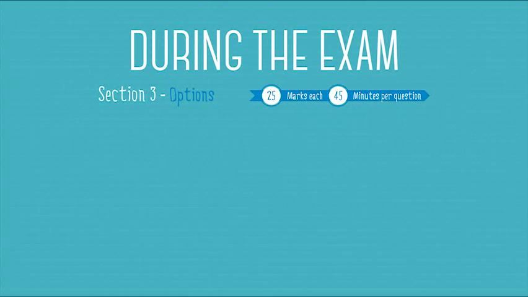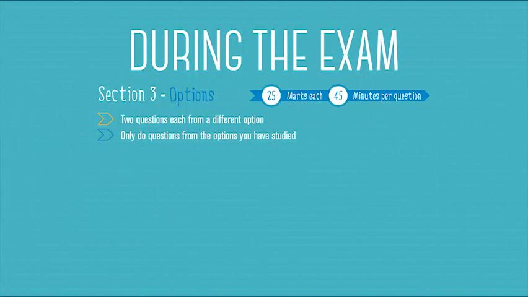Section 3 is the options part of the question. This is where you have to write 2 extended responses, each from a different option. Now, the most important thing here is that you only do questions from the options that you've studied in class.